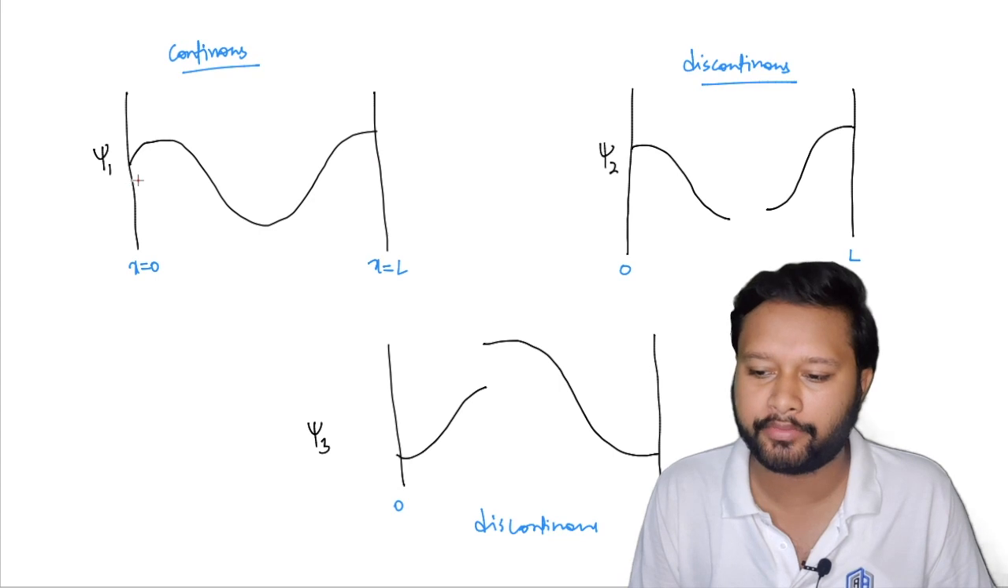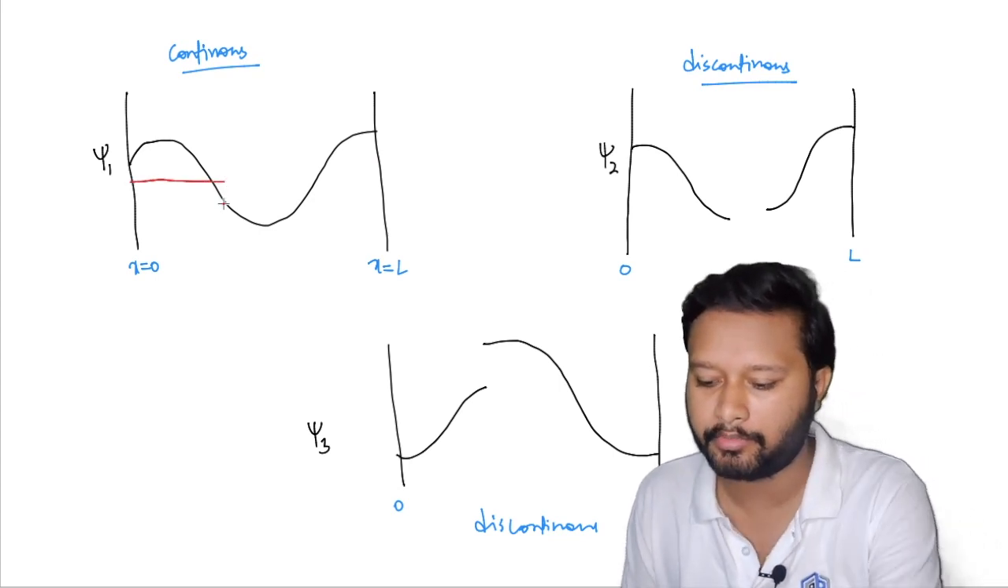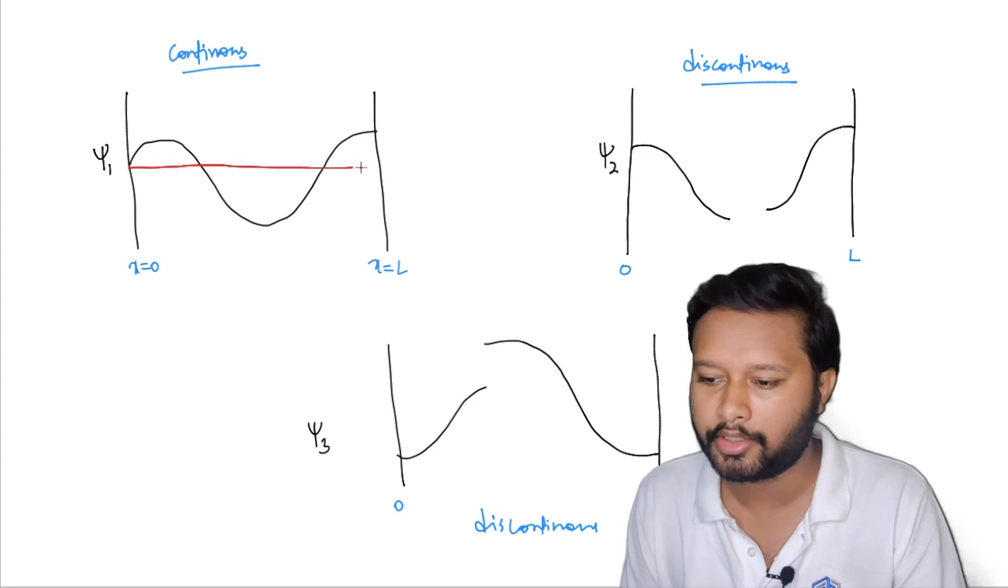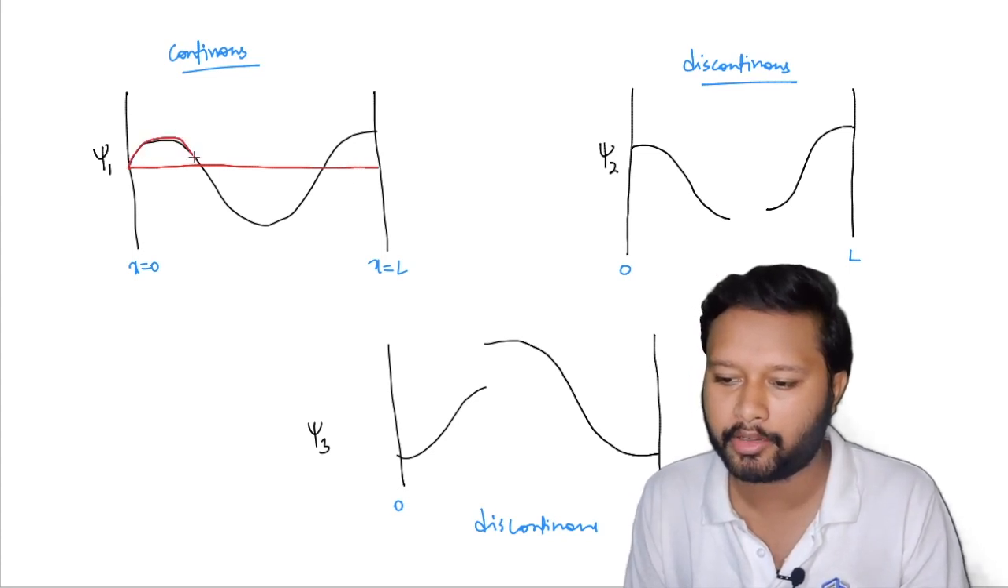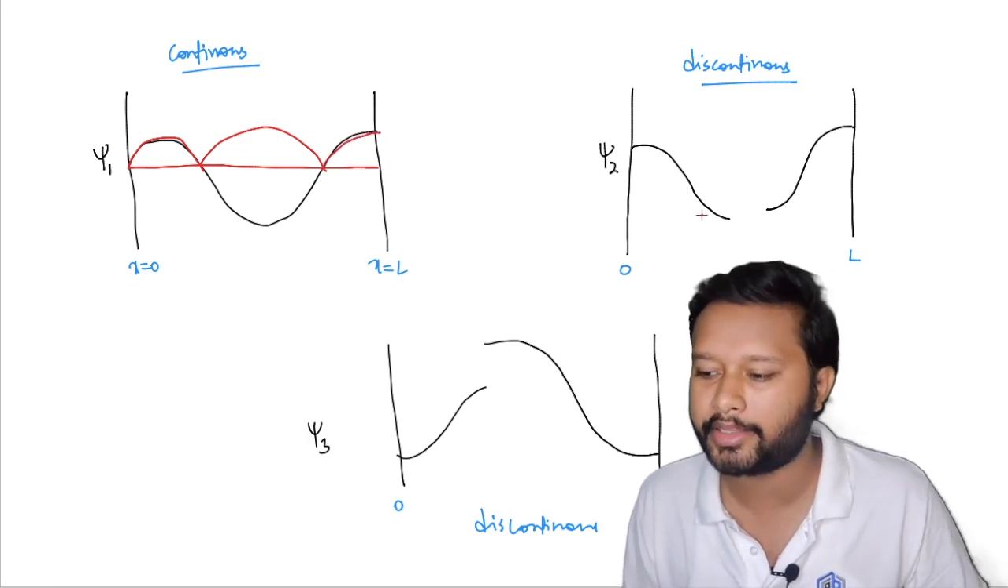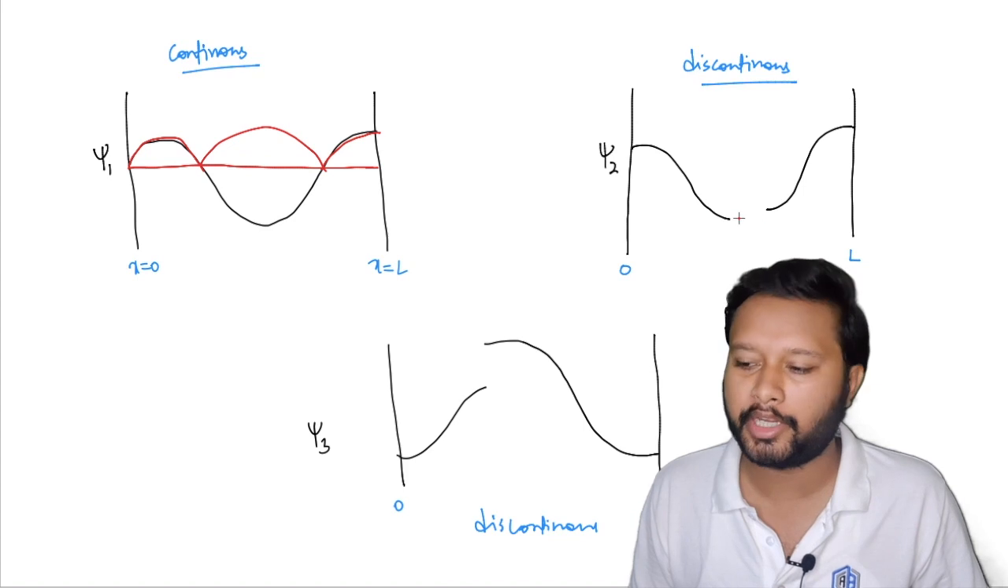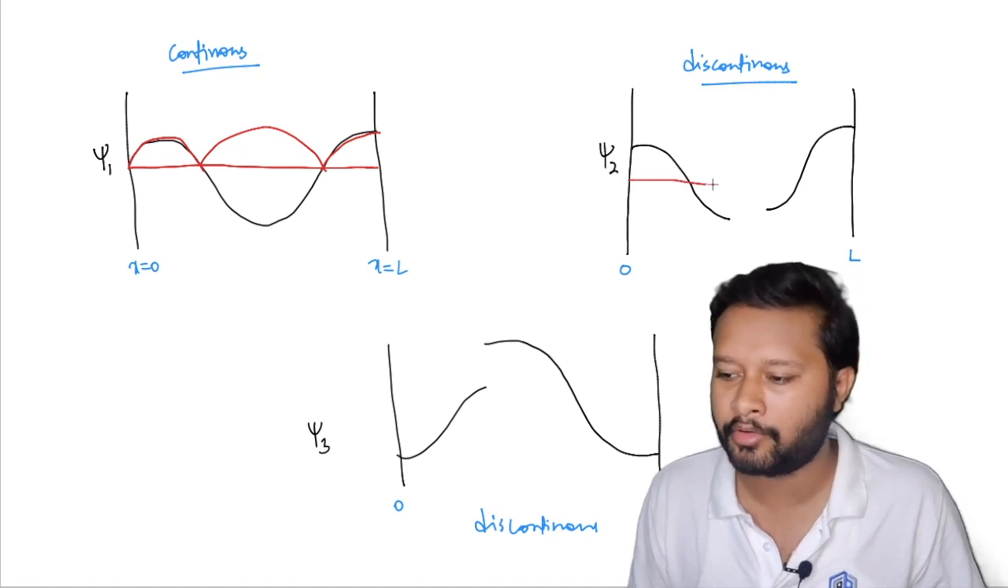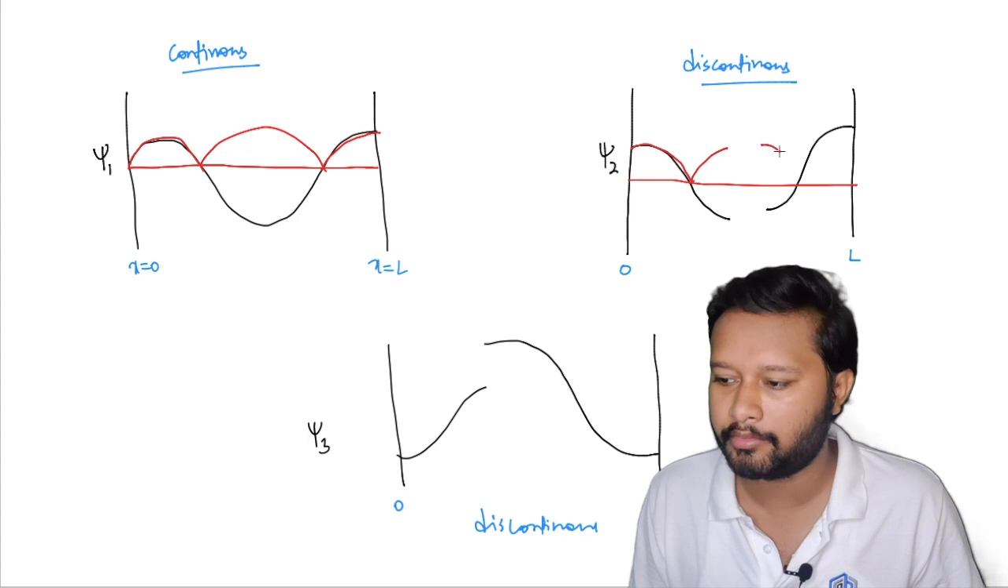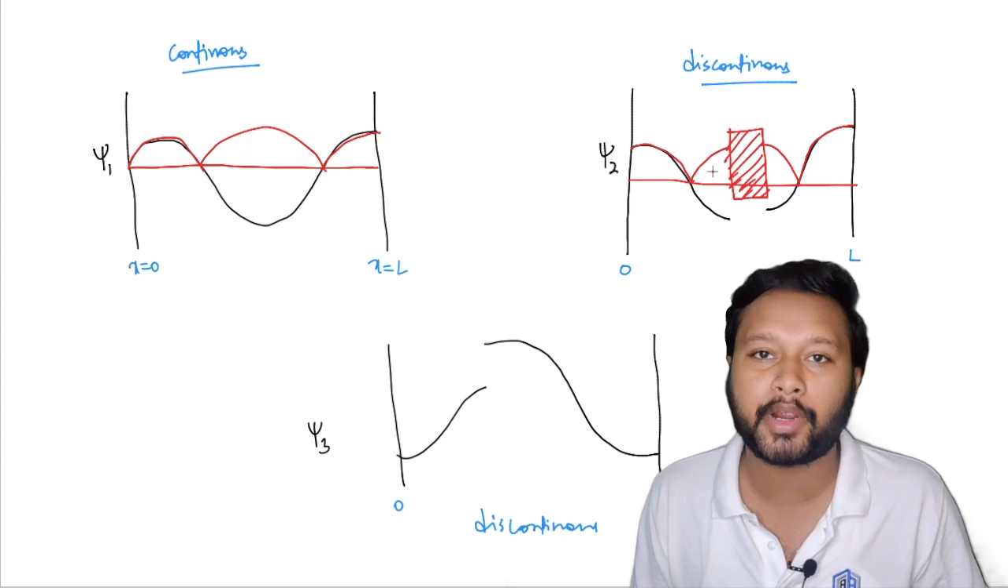If this is a continuous wave function and I draw the mean line of this wave function, I can see that the probability of finding the particle will be given by these points, something like this. What does this mean in this particular discontinuous wave function? If I want to draw the probability, it will be something like this, and then the probability will come like this. So there is a certain value of x where there is no probability of finding the particle. That means there is no particle in this region.